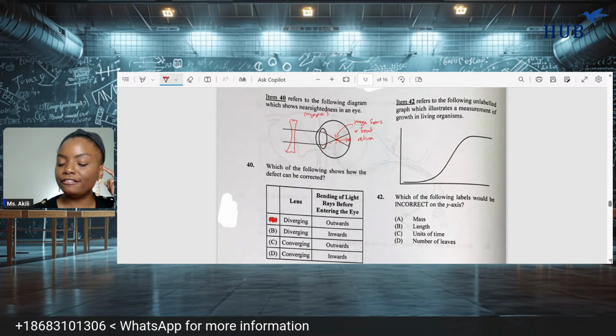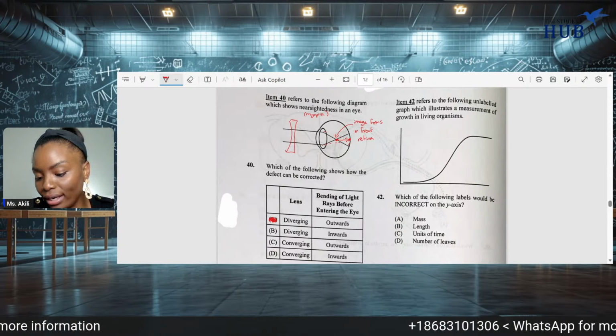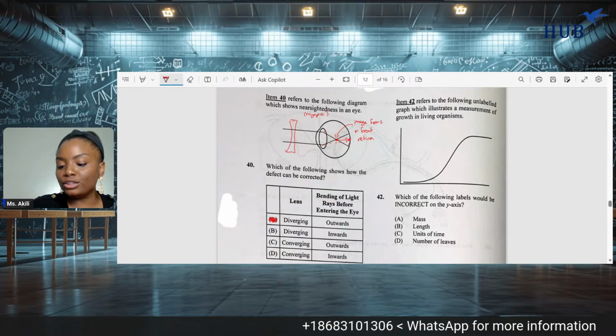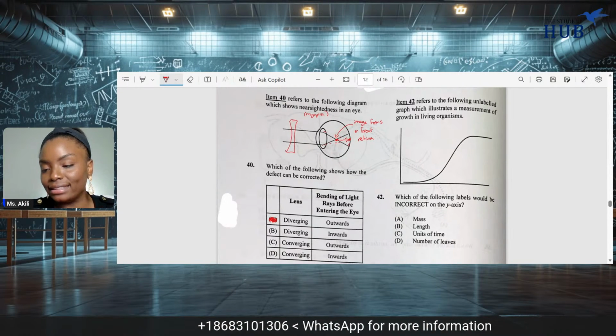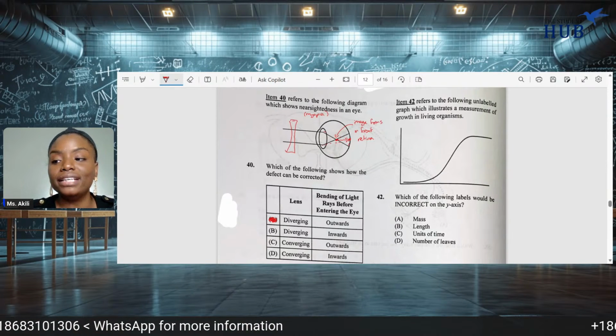Item 42 refers to the following unlabeled graph, which illustrates a measurement of growth in living organisms. Which of the following labels would be incorrect on the y-axis? Is it mass? Is it length? Is it units of time? Is it number of leaves?